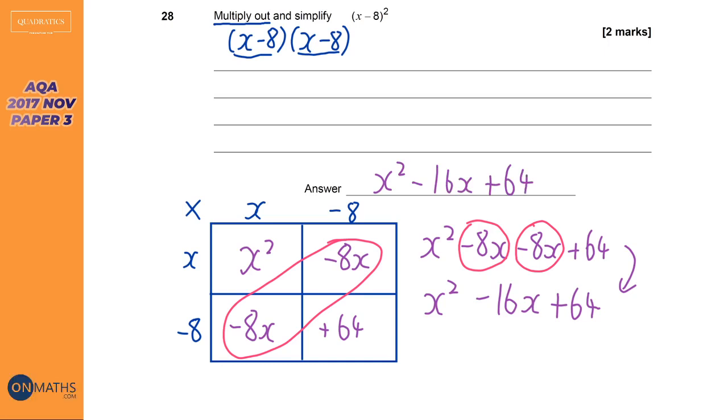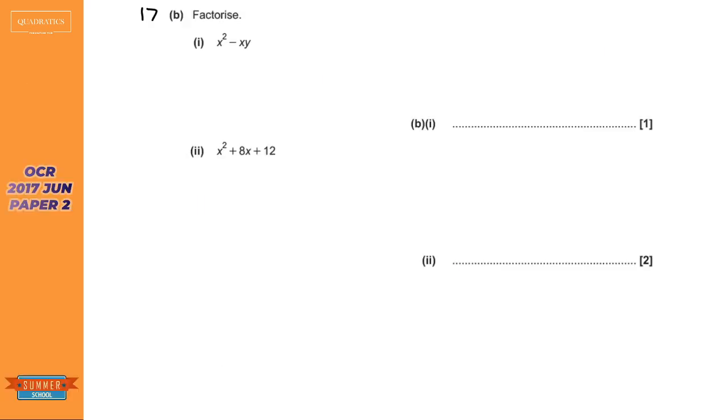Something I want us to notice, I'm just going to rub out these lines here, is that when you add these two numbers together, minus 8 plus minus 8, you get minus 16. And when you times these numbers, minus 8 times minus 8, you get the positive 64. And we'll need that for factorising, which we'll do next.